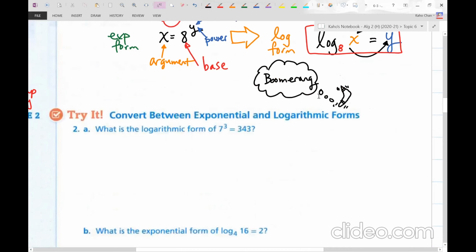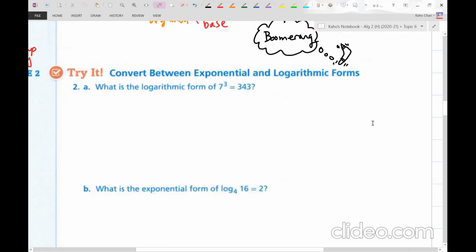Let's try example 2. Let's convert between the two different forms, okay? What is the log form of 7 to the third equals 343? Let's write down the word log and equals. Base. Where is the base? Right there. This is log base 7. Its power is 3. Think of the boomerang. You throw it and it goes across the fence to the other side. So that equals 3. And boomerangs come back, don't they? So that is your argument, 343.